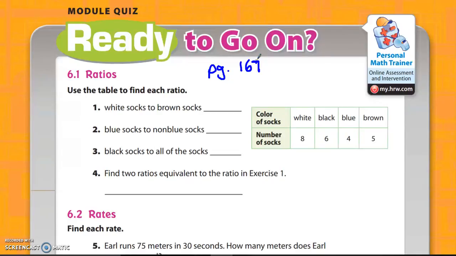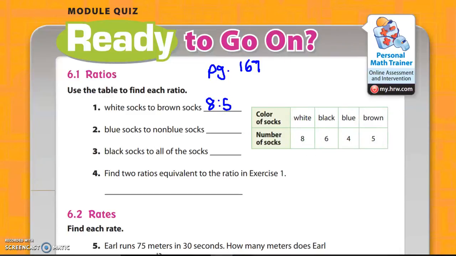So numbers 1 through 4 says use the table to find each ratio. And number 1 says White Sox to Brown Sox. So I'm going to go find the White Sox. There are 8 and the Brown Sox are 5, and that doesn't simplify, so I'm simply going to write it as 8 to 5. And one way you can write a ratio is using a colon.